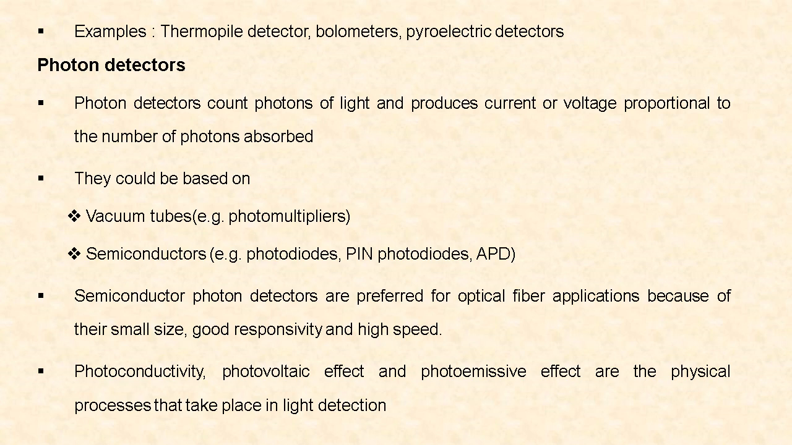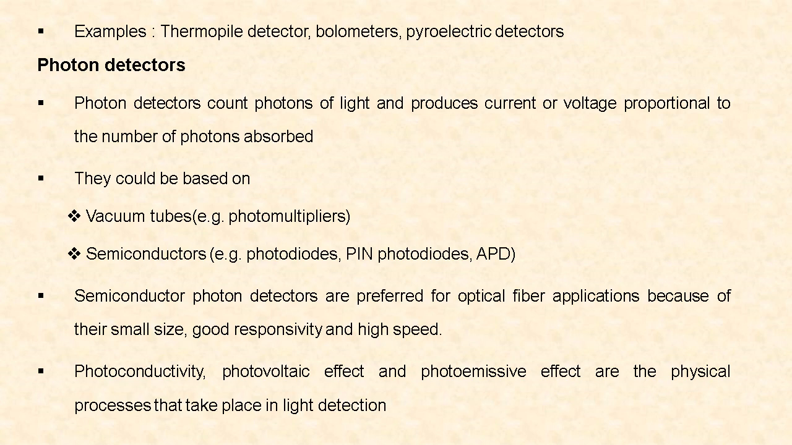Examples of thermal detectors are thermopile detector, which is a series of thermocouples, bolometers and pyroelectric detectors. Next, photon detectors. The photon detectors count the photons of light and produce current or voltage proportional to the number of photons absorbed. They could be based on vacuum tubes, for example photomultipliers, and semiconductors. Examples of semiconductor photon detectors are photodiodes, pin photodiodes, avalanche photodiodes.